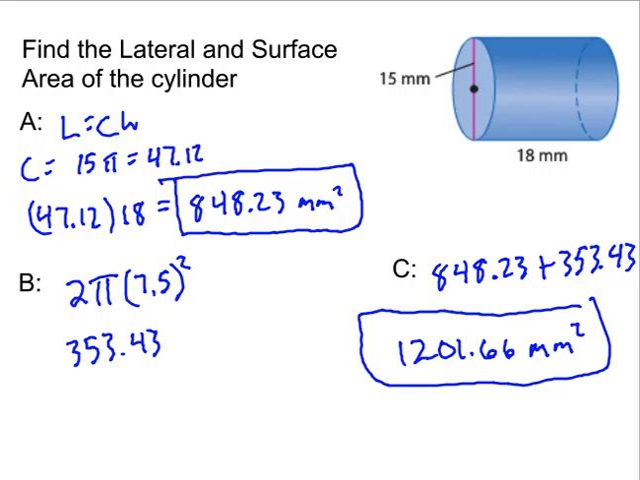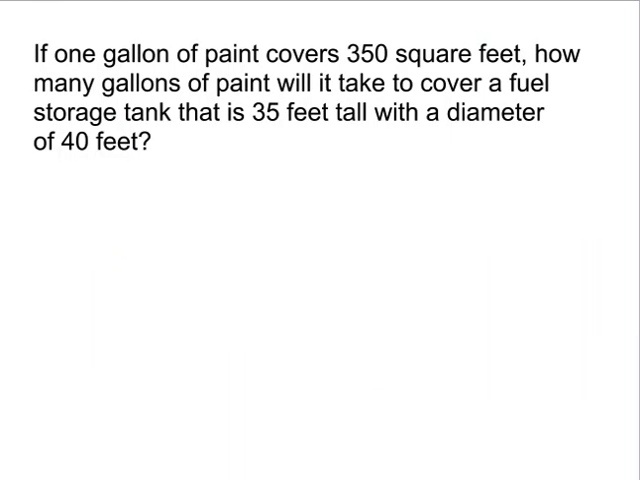All right, last example. If 1 gallon of paint covers 350 square feet, how many gallons of paint will it take to cover a fuel storage tank that is 35 feet tall with a diameter of 40 feet? So we've got to find the total surface area.